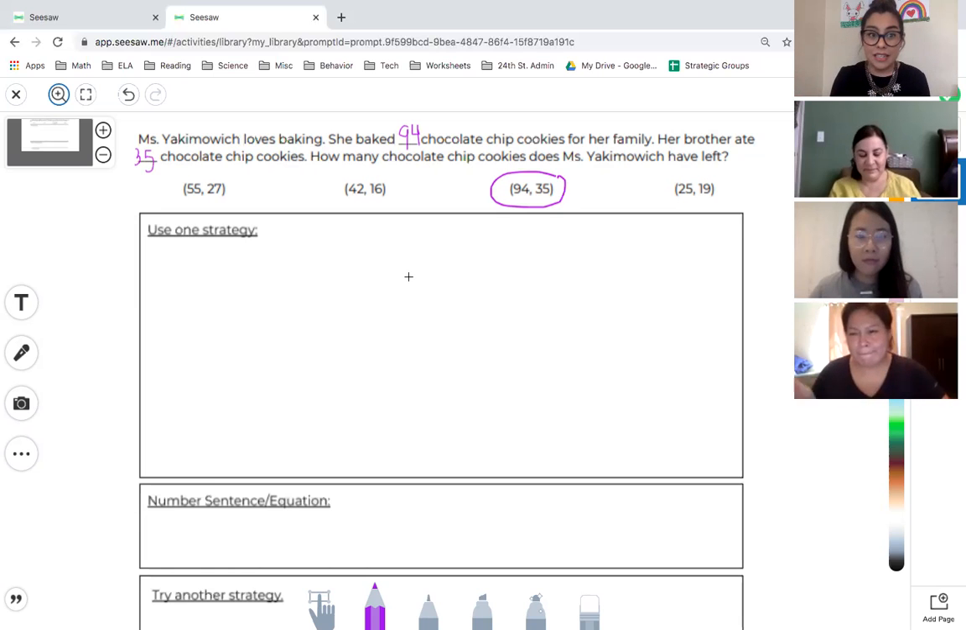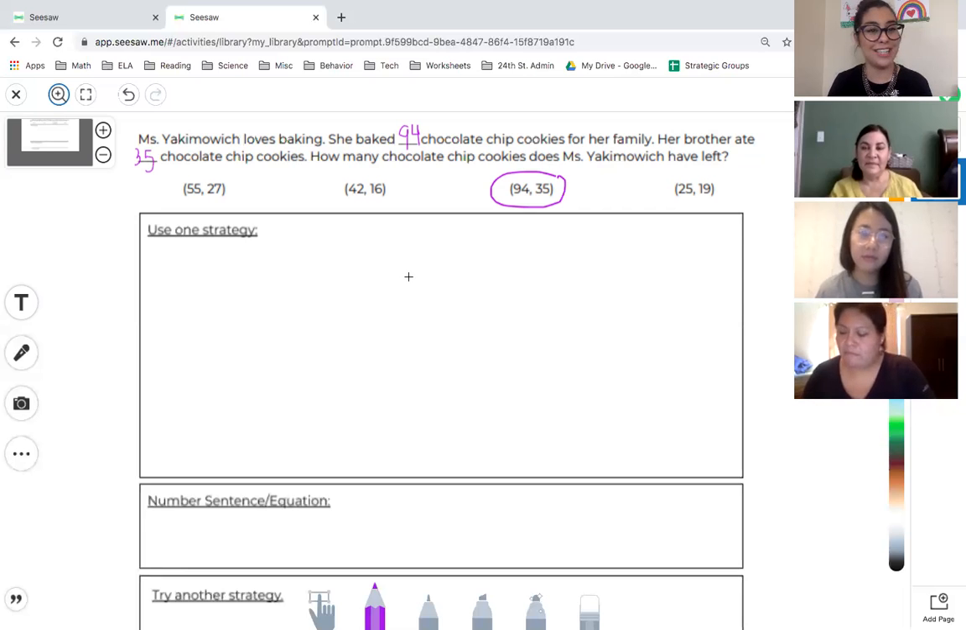Now what? Let's read the problem for our last time so we can see what we're being asked to solve. Miss Yakimowicz loves baking. She baked 94 chocolate chip cookies for her family. Her brother ate 35 chocolate chip cookies. How many chocolate chip cookies does Miss Yakimowicz have left?